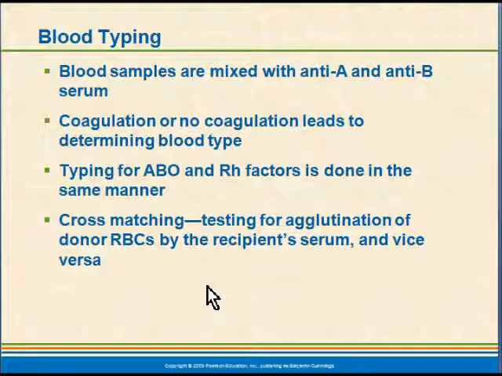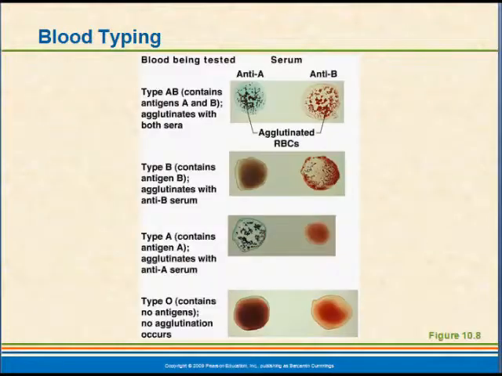The best thing that can be done, even if you have typed it, is to cross match. And so if you're going to give someone some blood, a little bit of the recipient's serum and the donor's blood mixed together can tell you if any of those other 30 different types of antigens are going to come into play with a reaction. Now, what you would see is sort of this clumping that can occur.